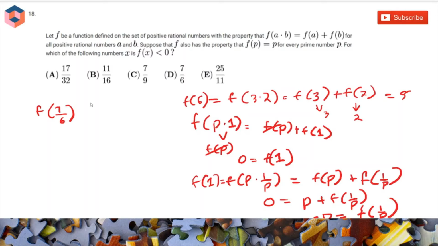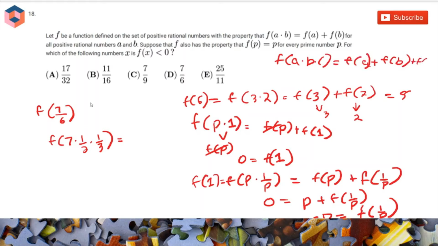Now this is f of 7 times 1 over 2 times 1 over 3. This formula basically generalizes to more things. f of A times B times C is equal to f of A plus f of B plus f of C. And that is very important. And you can see why that works. Basically, what you can do is group AB together, and that'll be f of AB plus f of C, and then expand f of AB, which will give you this formula.